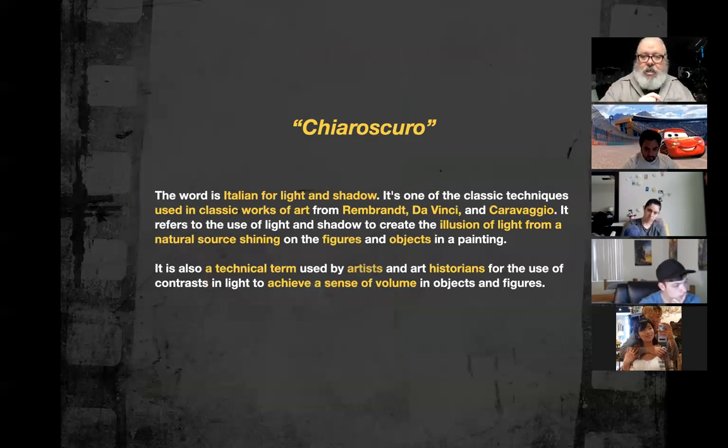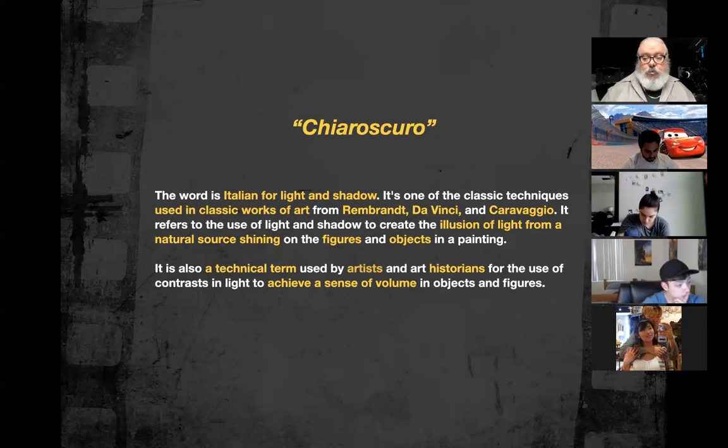The interplay of highlight and shadow is critical in this kind of lighting, and the Italians refer to that as chiaroscuro. Chiaroscuro is Italian for light and shadow, or the interplay of light and shadow. It's one of the classic techniques used by guys like Rembrandt. Da Vinci used it later in his career, Caravaggio too. It refers to the use of highlight and shadow to create the illusion of light from a natural source shining on the figures or objects in a painting.